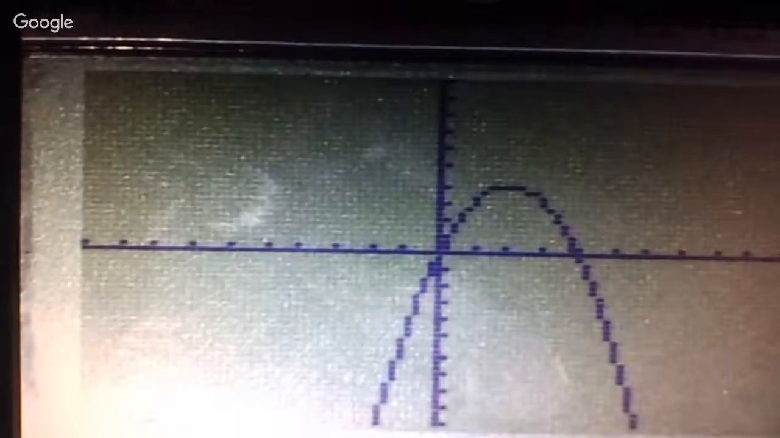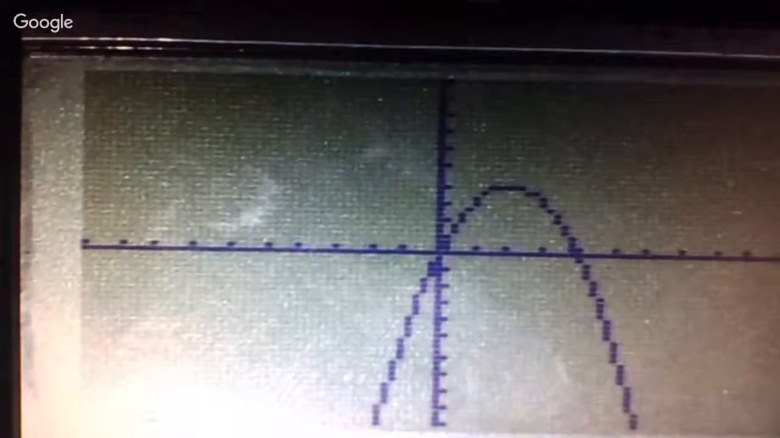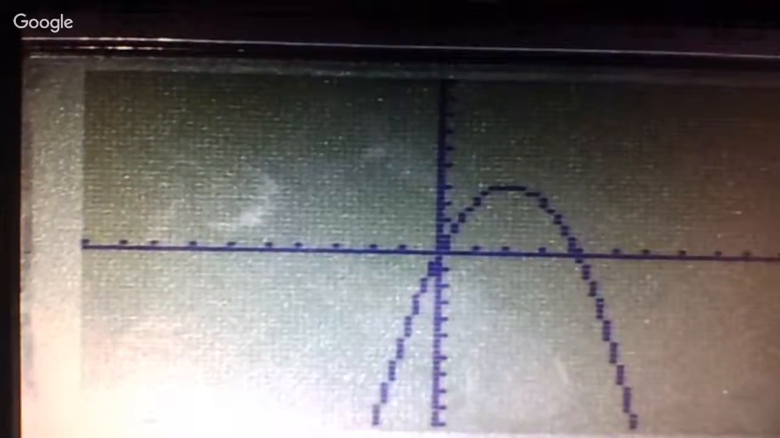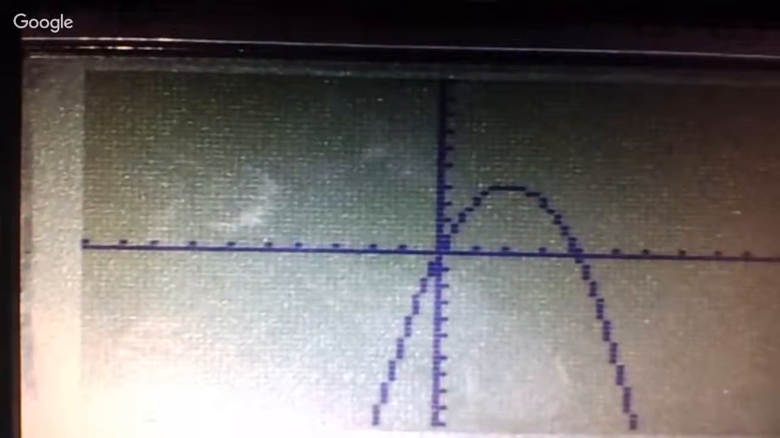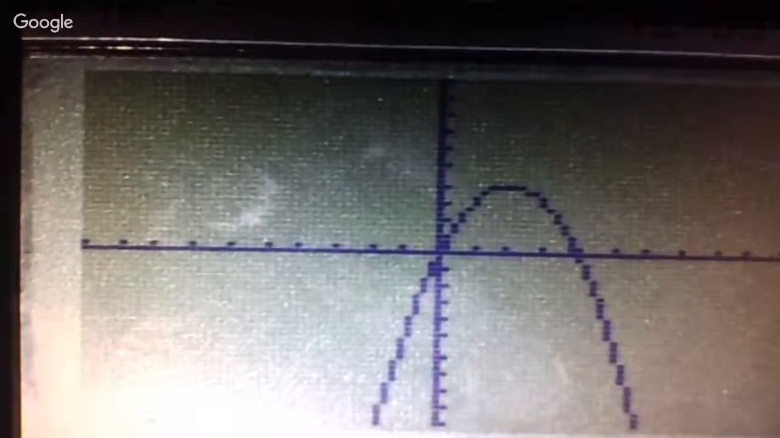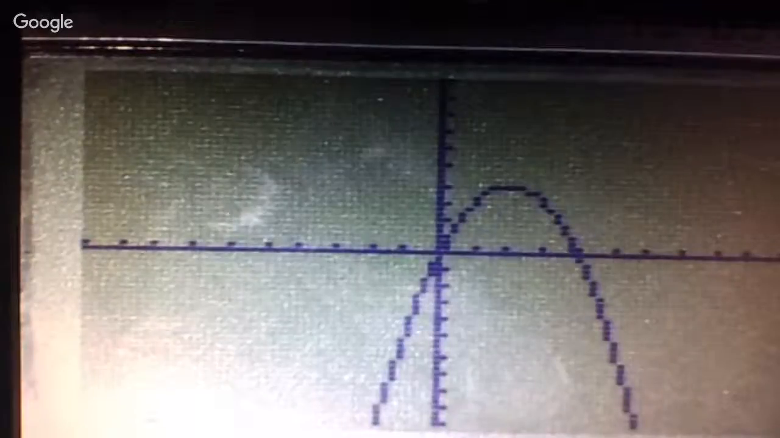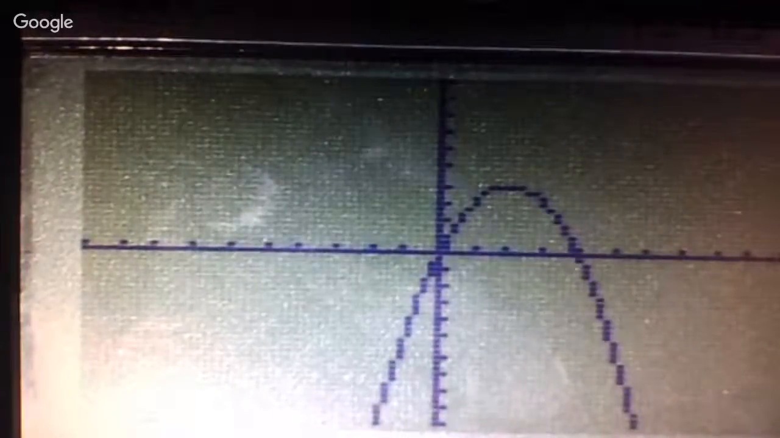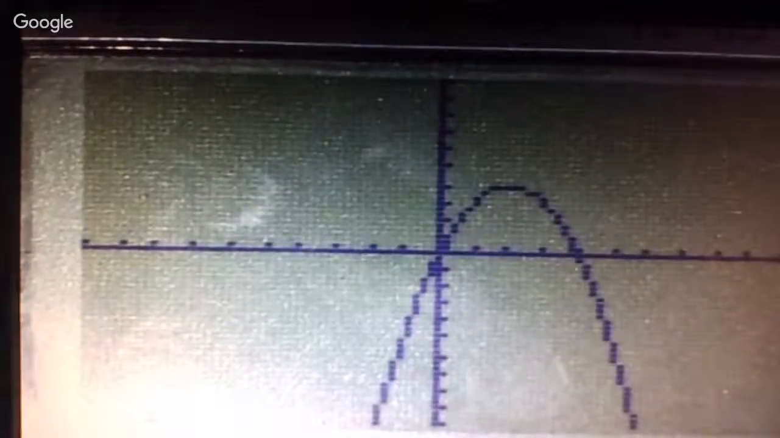Okay. So we've got a maximum. Wait, were you asking about maximum? Yes. Maximum can be any form. But we have a maximum on this one because we've got a negative in the front. This one was a positive in the front, so it opened up. So we had a minimum.